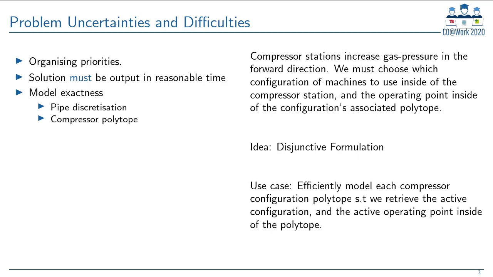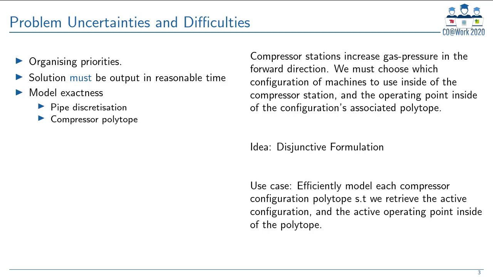Another source of model exactness in our problem was compressor polytopes. As a heads up, they'll play a major part in Lovis's workshop. As a summary of what a compressor polytope is, I'll first give a summary on compressor stations. So simply put, a compressor station is a network element that increases gas pressure in the forward direction. The compressor station is made up of multiple individual compressor machines. It then has a set of configurations which decide how the machines inside of the compressor station are used.